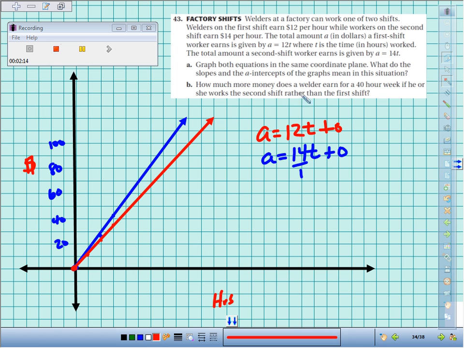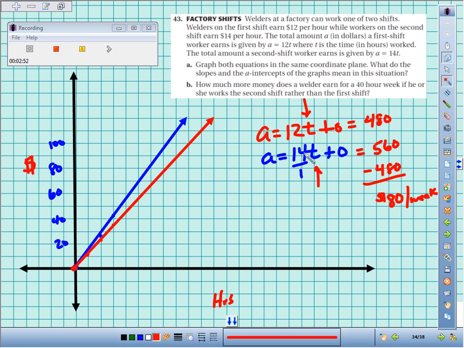Part B, how much more money does a welder earn for a 40-hour week if he or she works the second shift rather than the first shift? Well, if we substitute 40 in for T, 12 times 40 is 480. 14 times 40 is going to be, let's see, 560. So the difference, if we take 560 minus 480, we find out that the other person makes $80 more per week, which we could also find out, you know that they make $2 more per hour. Well, times that by the 40 hours in a week, and you get the same answer, $80.